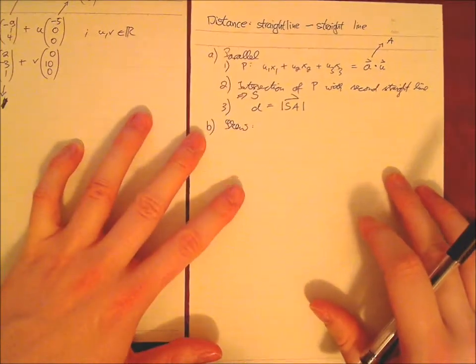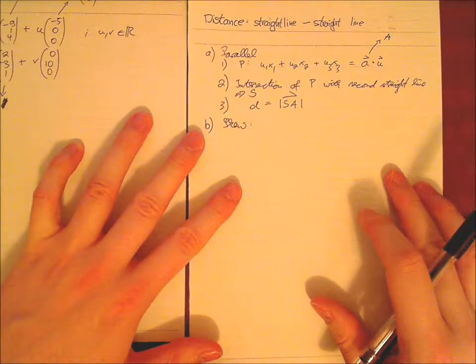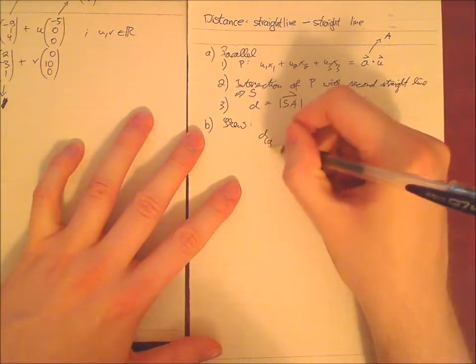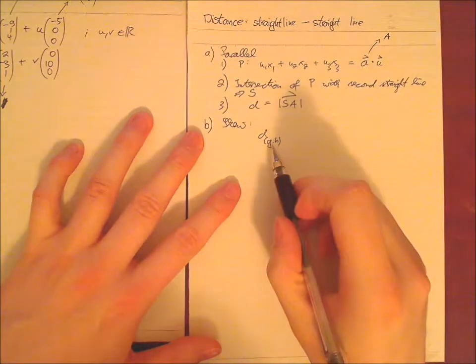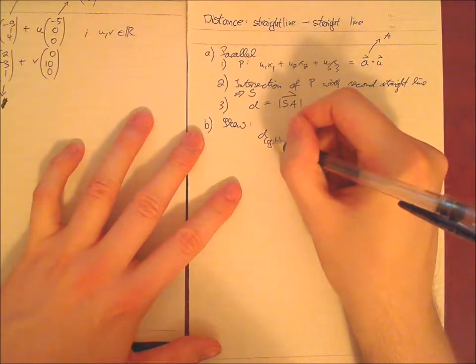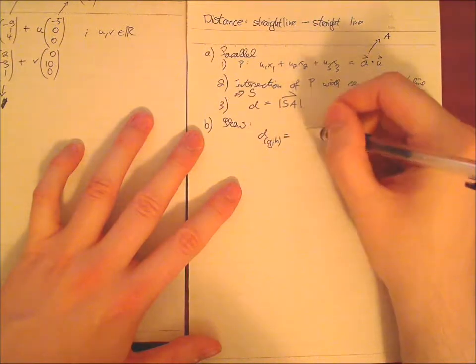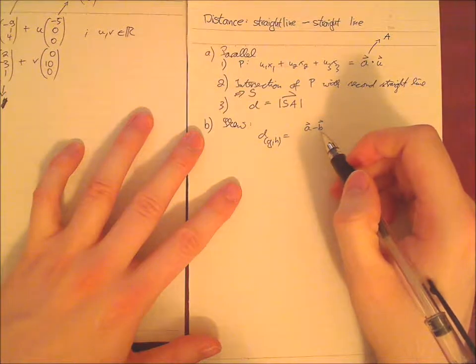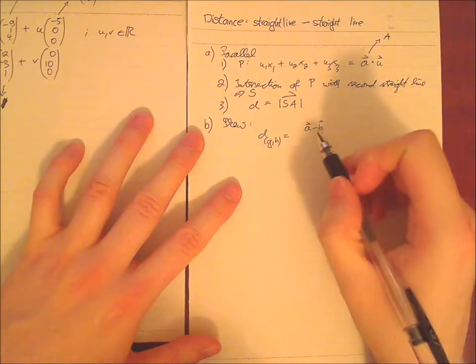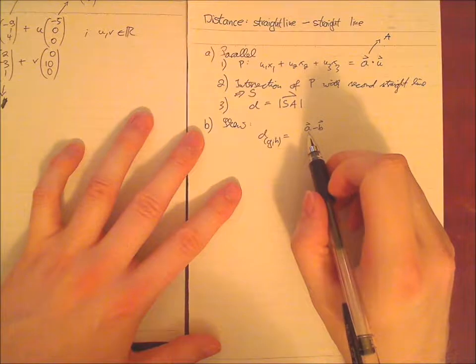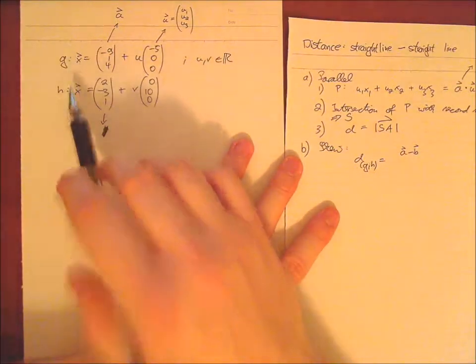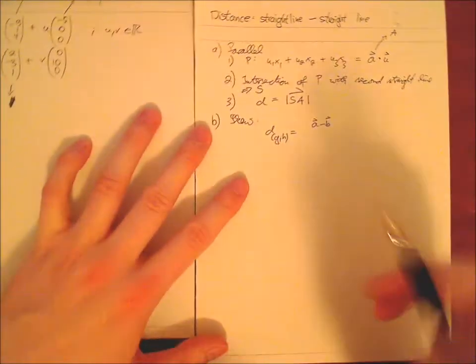This case is actually quite easy. You don't have to think a lot. You just need a formula. And the formula is the following. D is the distance between those two straight lines, G and H. The formula is A minus B, and those two are the support vectors of the straight lines. A is the support vector of G, for example, and B is the support vector of H. Remember, G and H are our straight lines in the example.